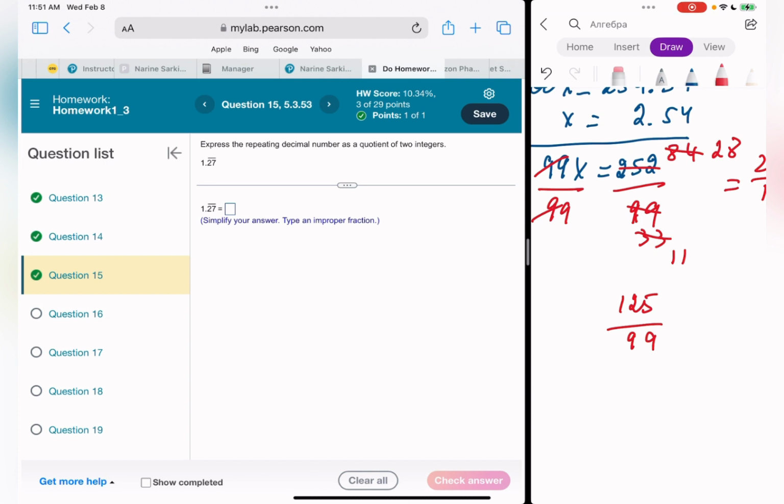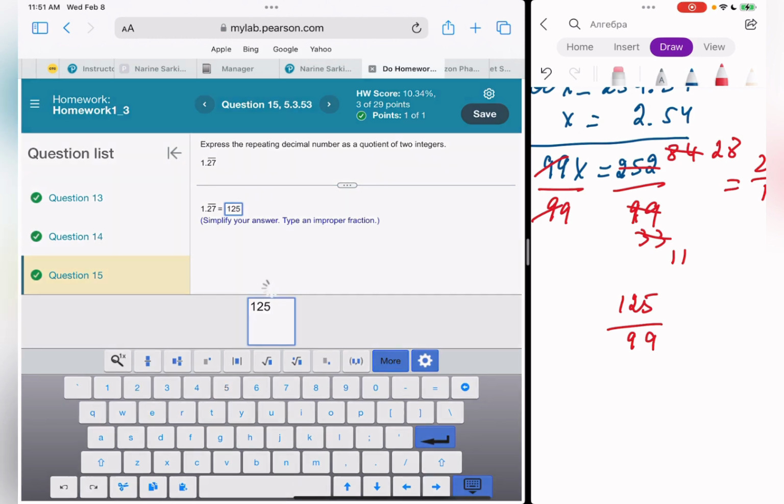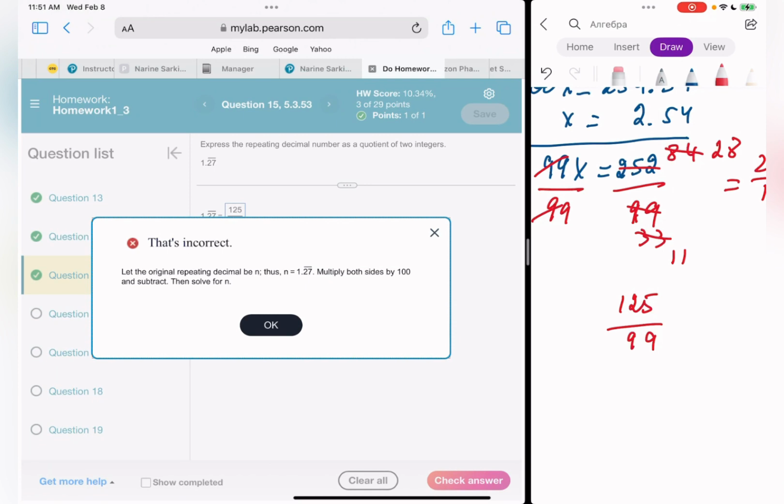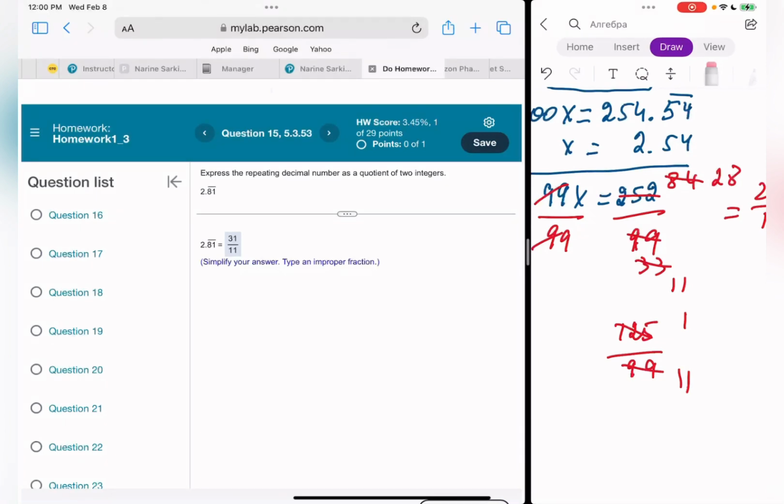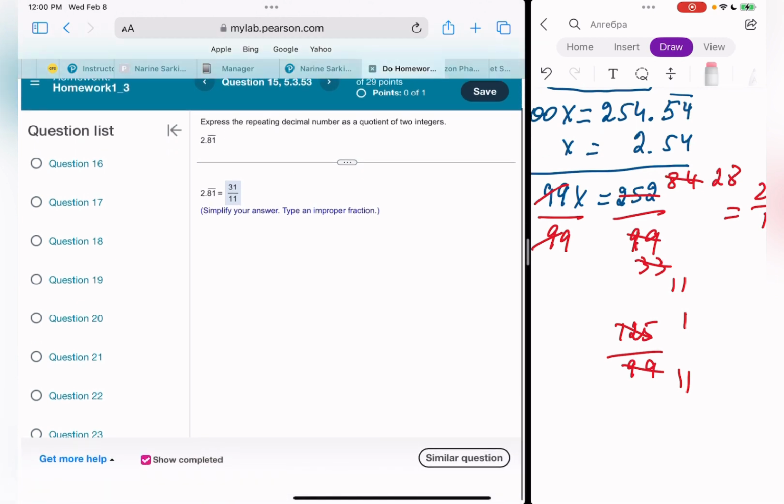Let me see if we get the answer. 1 plus 2 is 3, 3 plus 5 is 8. You can't divide by 3, which means I'm writing down 125 over 99. Oops. Let me see. What is going to be the answer for this one? 31 over 11. Okay, moving to the next question.